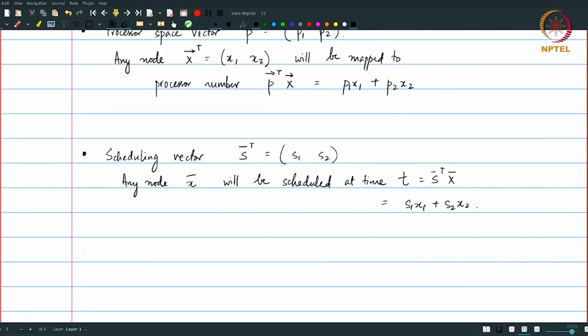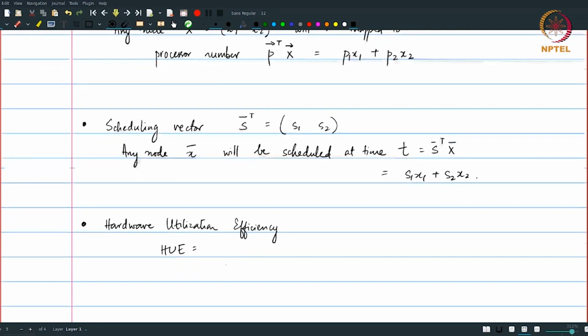And finally, there's one more term that I'll define over here called the hardware utilization efficiency, which I will define as 1 over the magnitude of S transpose D. For the time being, let's just leave this definition as it is. We'll come back shortly to why this definition works, why I would want to use it, and what exactly it means in practice.